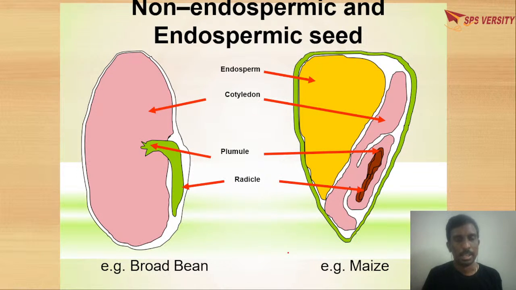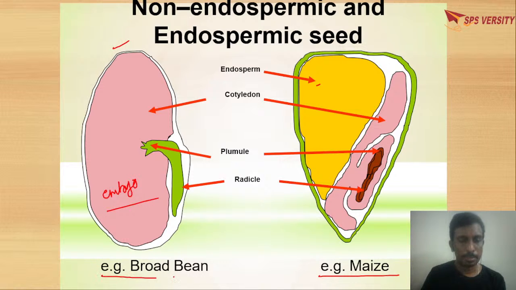So here you can see the differences between non-endospermic and endospermic seeds. This is a non-endospermic seed, where the endosperm is completely utilized. There is no endosperm, only the embryo is present, with radicle, plumule and all. But here there is endosperm as well as the embryo with plumule, radicle, etc. An example for this is maize. For non-endospermic, it is broad bean, groundnut, pea, etc.